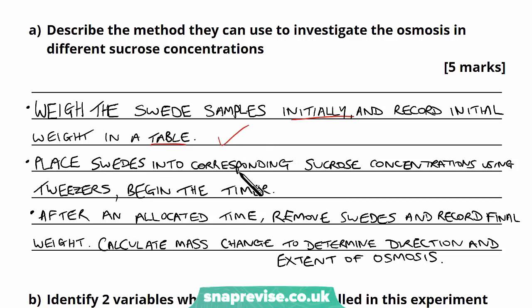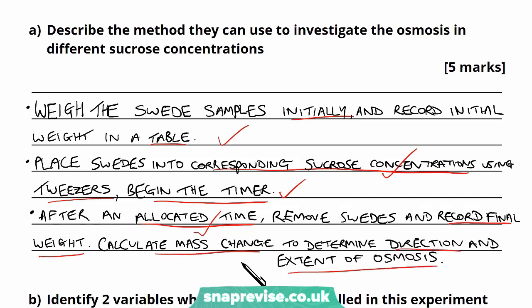So you have to make sure that you do know the weight of each cube before you start the experiment. You then place the swedes into the corresponding sucrose solution, or sucrose concentrations, using tweezers, and then you begin the timer. So that's usually a couple of marks there, starting the timer and placing them straight into the given sucrose concentration. And then after an allocated time, or a set amount of time, you remove the swede cubes and record the final weight, and then you calculate the mass change to determine the direction and the extent of the osmosis. So it's a very summary sort of method there, and it doesn't really go into a lot of the equipment used, but it's just asking you to say how could they use these swede cubes to investigate the osmosis.